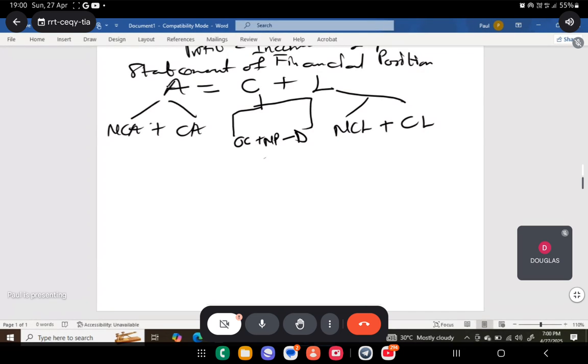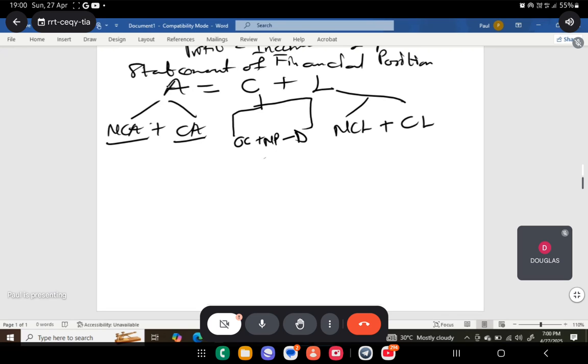So this is how we are going to prepare our statement of financial position. So we first start with our non-current assets. We move to our current assets. Then we say that we are done with the first side, which should be equal to the right side. So the asset side should be equal to the capital plus liability side.